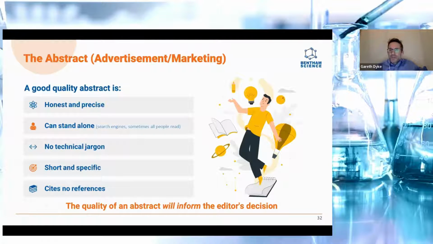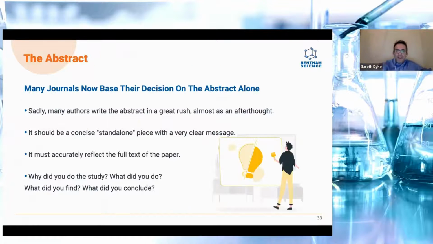What about your abstract? We know it's quite difficult to write an effective abstract. It's 200 words. It's 300 words. Depending upon your target journal, it's got to be honest and precise. It's got to stand alone. No technical jargon, short and specific, and citing no references, because of course the quality of your abstract is going to inform, as we talked about earlier, your editor's decision as to whether or not to send your paper out for peer review.